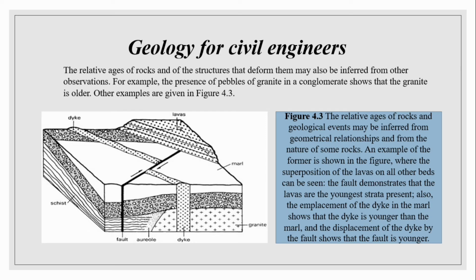Also, the emplacement of the dike in the marl shows that the dike is younger than the marl, and the displacement of the dike by the fault shows that the fault is younger. Pebbles of the granite in the conglomerate confirm that the granite is older, and the thermal aureole in the schist shows that the granite is younger than the schist.